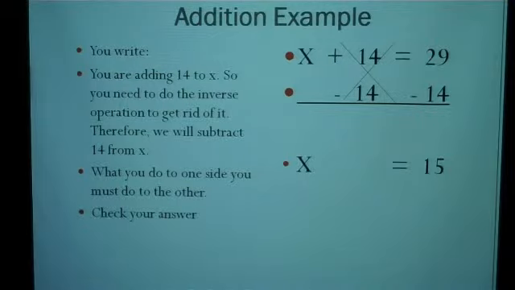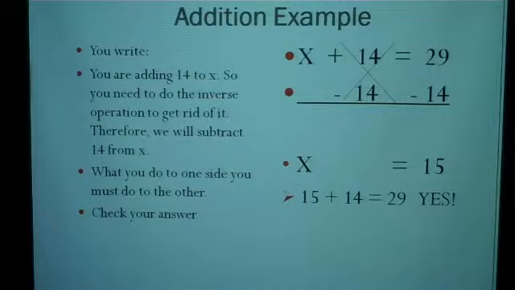Now we need to check our answer by using substitution, which we learned in the variables and expressions video. Take your answer, 15, swap it out with the x, and work the original equation. And if it is true, you are correct. 15 plus 14 equals 29, so we know that we're correct.